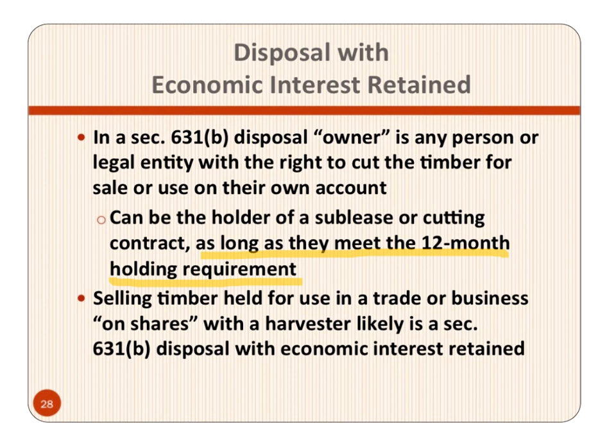I want to point out that selling timber for use in a trade or business on the shares with a harvester likely is a 631(b) disposal with economic interest retained for the landowner.